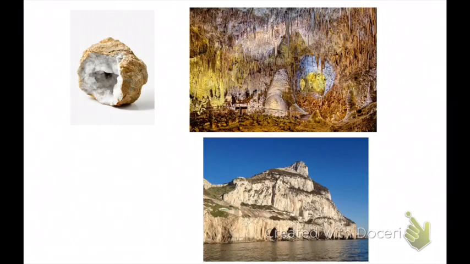So I want to start off the lesson by showing you some images here. The first one on the top left corner is a geode. A geode is basically a spherical rock containing a hollow cavity with crystals growing inside. These crystals are basically a type of compound. Okay, so it contains calcites and compounds containing carbonates.